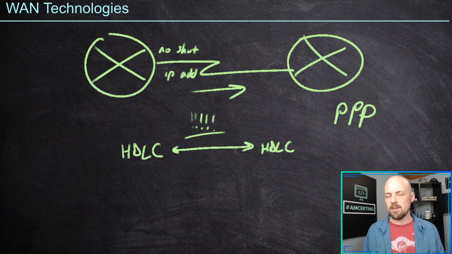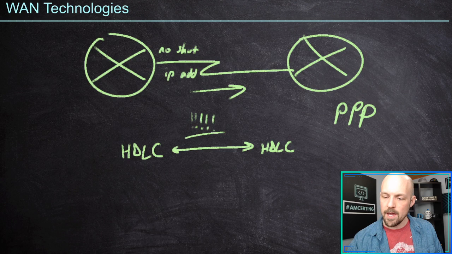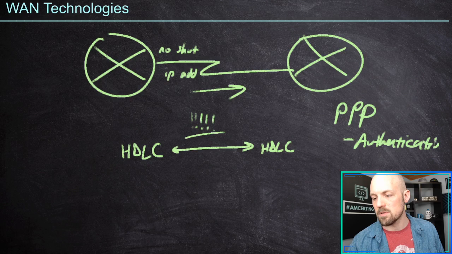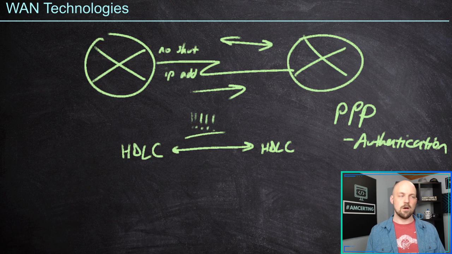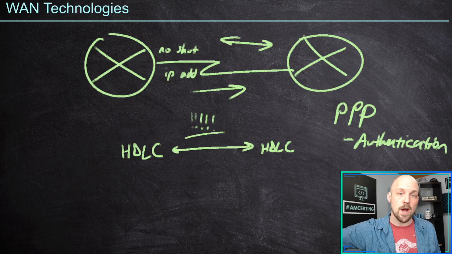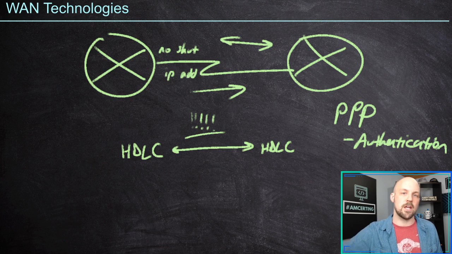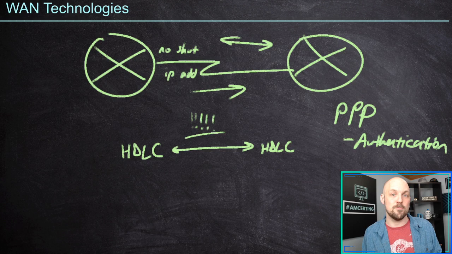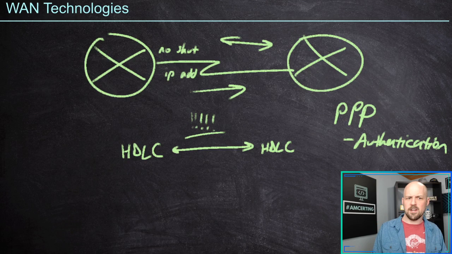The first big feature that PPP gives us is authentication. Our ability to send usernames and passwords back and forth is something HDLC doesn't allow us to do. Let's say I'm a bank and I'm going to establish a serial connection out to an ATM. I've got a router in the middle of nowhere, and the only thing I can drop in there is a T1 link. What I don't want to have happen is for somebody to use a crowbar and rip open the ATM, and you'd think they'd be going for the money, but in this scenario they're going for the router, and they pull that router out and put their own router in.